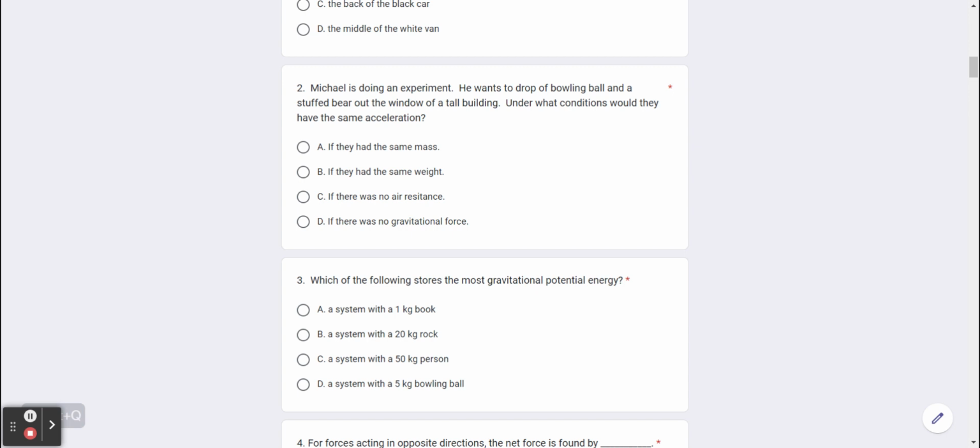Number 3, which of the following stores the most gravitational potential energy? A, a system with a 1 kilogram book, B, a system with a 20 kilogram rock, C, a system with a 50 kilogram person, D, a system with a 5 kilogram bowling ball.